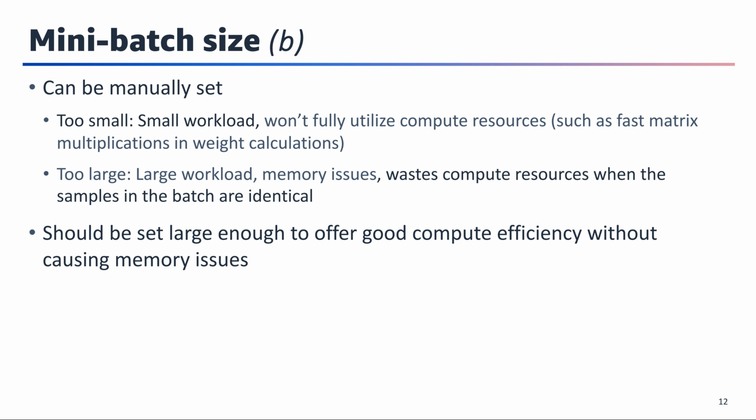The mini-batch size, denoted by B, is a crucial hyperparameter that can be manually set during the training process. Choosing an appropriate value for B is essential to achieve optimal performance and resource utilization. If the mini-batch size is too small, it results in a small workload, preventing the full utilization of compute resources, such as fast matrix multiplications in weight calculations.